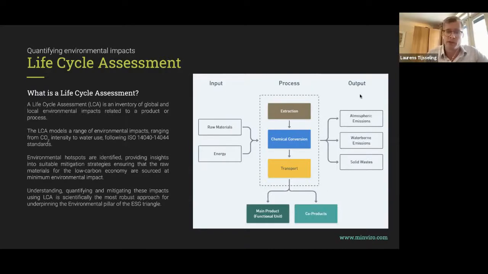So for example, if you look at the different processes that we see here in the middle, you can look at the different energy and raw materials required for certain unit processes. And in that way, you identify the environmental hotspots in your process. And with that, you can again look into perhaps any mitigation strategies. And in that way, we get the raw materials required for this low carbon economy that we all talk about at actually minimum environmental impact. So the way that we see it is that understanding, quantifying, and mitigating those impacts by using a life cycle assessment is probably scientifically the most robust methodology to underpin the environmental pillar of the ESG triangle.